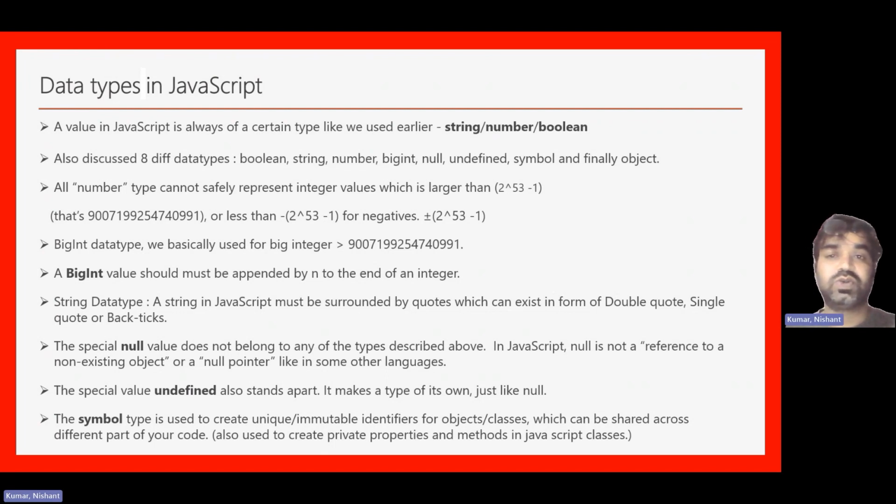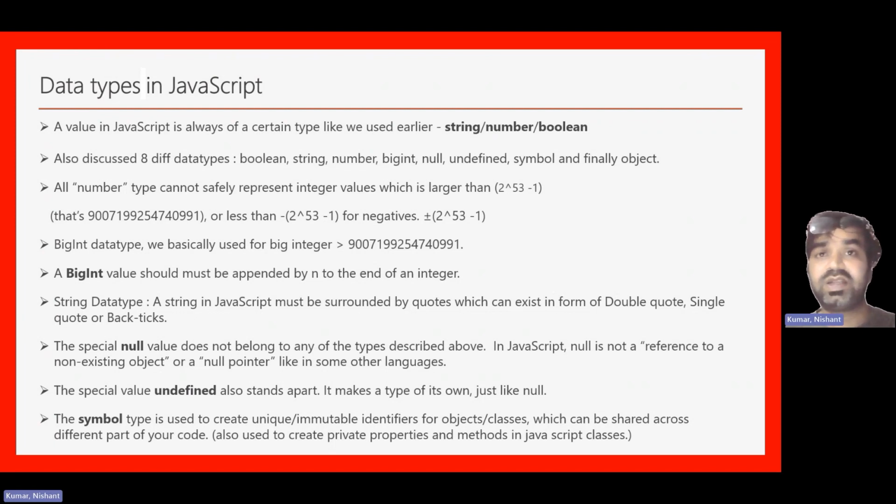There is also a categorization in the data types. One is the non-primitive data type and the other is the primitive data type. There is only one data type in JavaScript that comes under non-primitive, which is the object data type. Every other one we can see on this screen is a primitive data type.